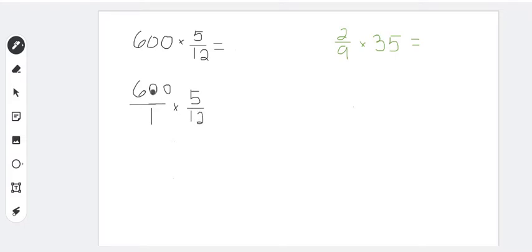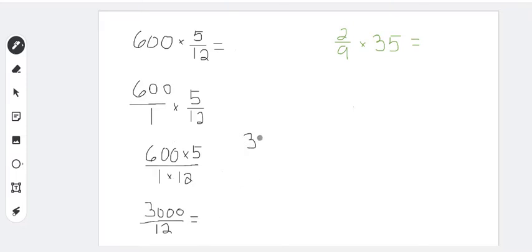Then I'm going to multiply numerator times numerator, so 600 times 5, over denominator times denominator, 1 times 12. 6 times 5 is 30, plus 2 zeros, so it's going to be 3,000, over 12 times 1, which is going to be 12. Now I have to reduce that, because I cannot leave it like that as an improper fraction.